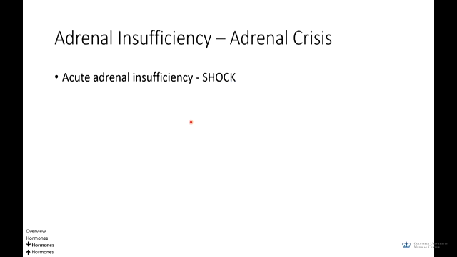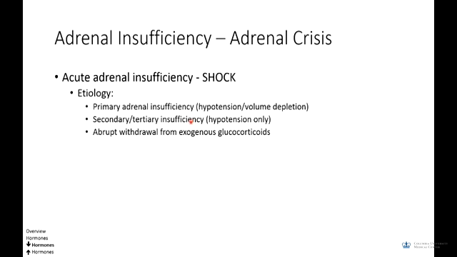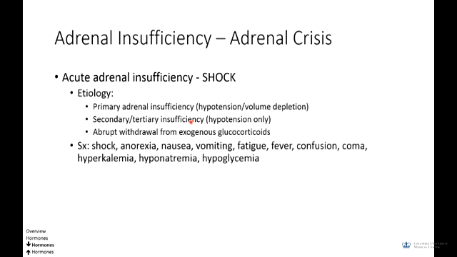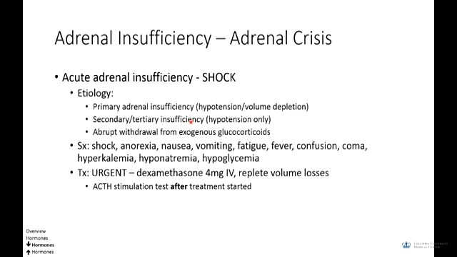So one of the other things to talk about is adrenal crisis. So this is sort of a shock-like symptom. And so you have primary adrenal insufficiency where you have hypotension and volume depletion. If you have underlying that it's secondary, then you just have the hypotension. And then if you just stop taking your glucocorticoids, you can just also get this. So you get shock, fever, fatigue, hypoglycemia, all that bad stuff. It's not good. Keep taking your glucocorticoids if you're on them.